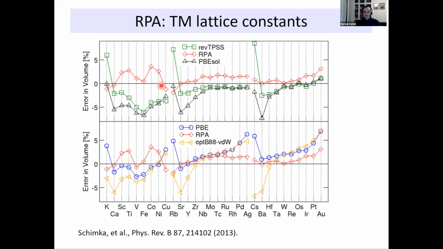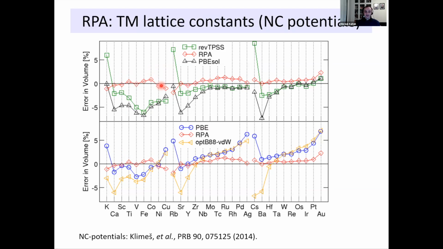Now, the reason for this is actually a finite basis set error, which is not corrected for when we use standard GW potentials. If we use norm conserving potentials, the agreement with the experiment is almost perfect. This is really comforting. Nevertheless, these norm conserving potentials have a large cutoff, typically twice the cutoff of the standard potential. So this in some sense comes with a caveat.